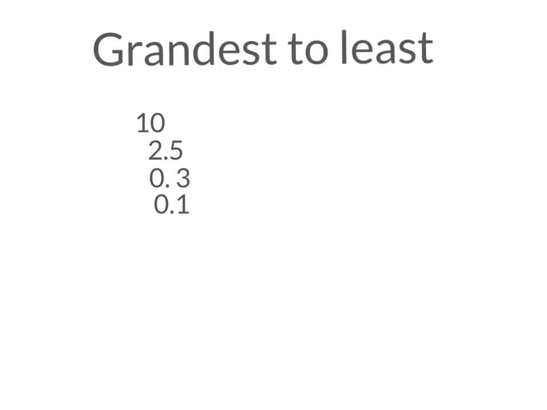Hey guys, today I'm going to be showing you greatest to least. So these are my numbers: 10, 2.5, 0.3, 0.1. So we know 10 is bigger than any number because 10 is bigger than 5, 10 is bigger than 2, 10 is bigger than 0.3, 10 is bigger than 0.1. So that'll be our first number.